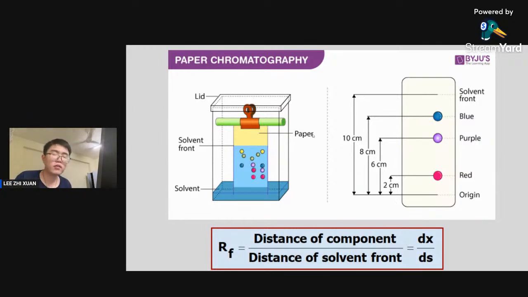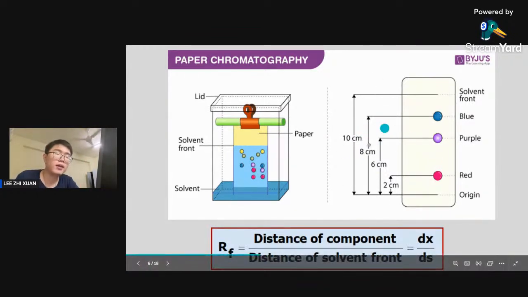So the stationary phase, maybe it can be different. In a real case, it may be non-polar or polar. But your paper chromatography is already fixed. So actually it's based on the polarity of the compound. Okay. So after that, you will get the result like this, right? You will get the result like this, the right hand side one.